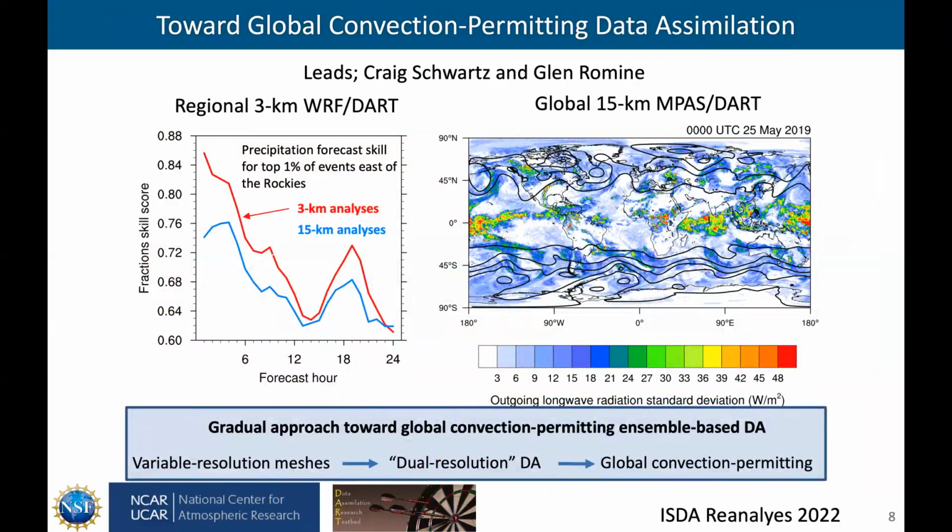And finally, for the atmosphere, Craig and Glenn have been pushing toward the goal of global convection permitting DA using the Weather Research and Forecasting model and the Model for Prediction Across Scales. The main cost of assimilation in large models like these is usually the model hindcasts.